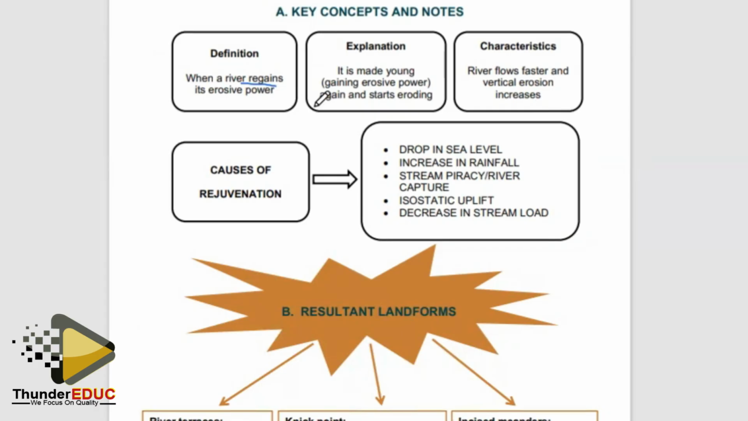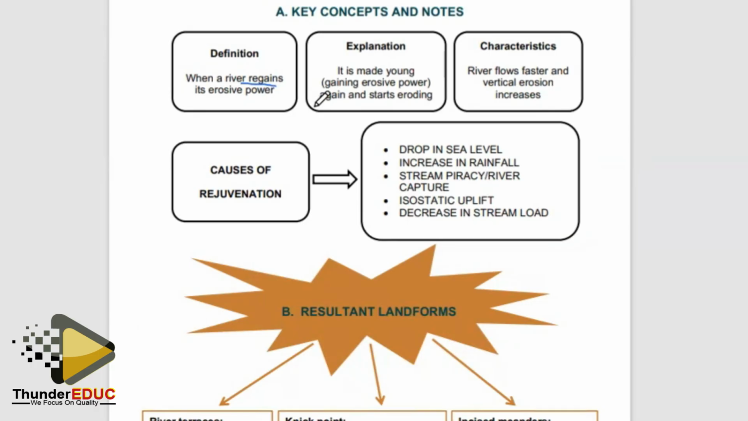Right. What might be the causes of river rejuvenation? What gives the river energy to start to erode again? It is a drop in sea level. If the level of the sea gets lower, it means now the river has to erode the whole channel upwards to attain a new base level, to attain now a smooth concave shape, which is realized from the new level of the sea. And then increase in rainfall.